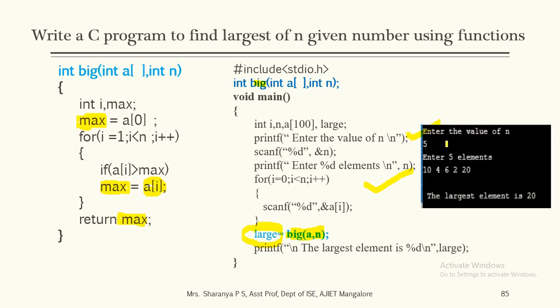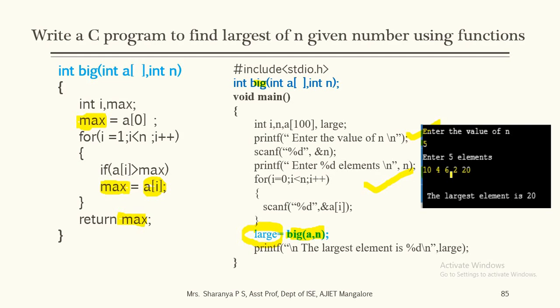If we look into the example here, the value entered is 5 and it takes these many elements from the user. Initially this 10 will be considered as the maximum element. Then i will be equal to 1 and it keeps checking: 10 is greater than 10, no; 10 is greater than 4, yes; and then 4 is greater than 10, no, condition is false.